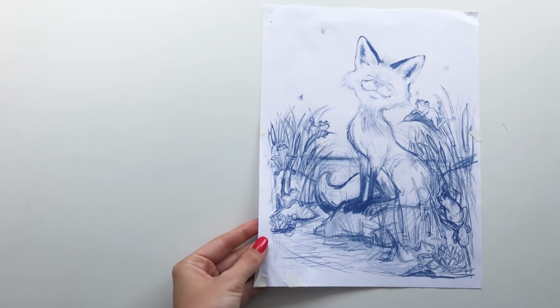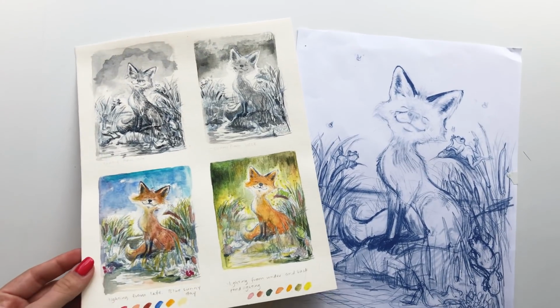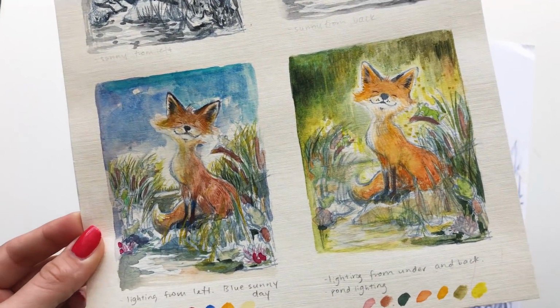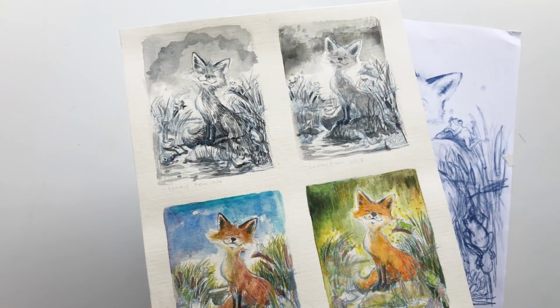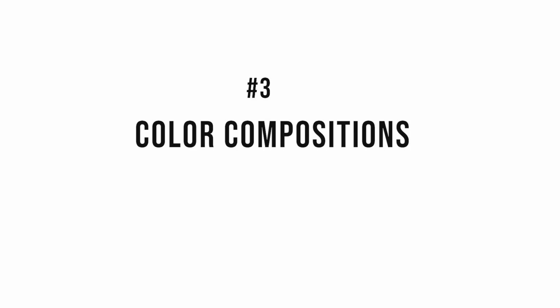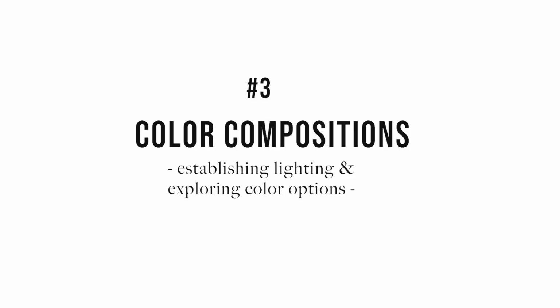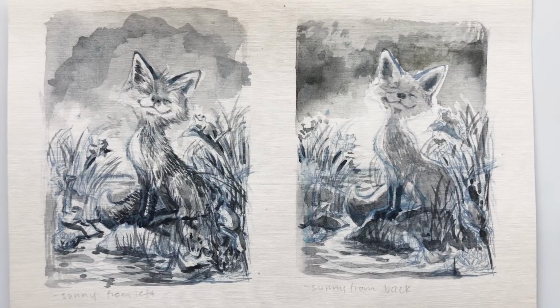I was really pleased with all the placement, and it was time to move on to the next phase, where I also printed out the sketch on watercolor paper, and it was time to do the color compositions. During this stage, I establish lighting and explore color options.